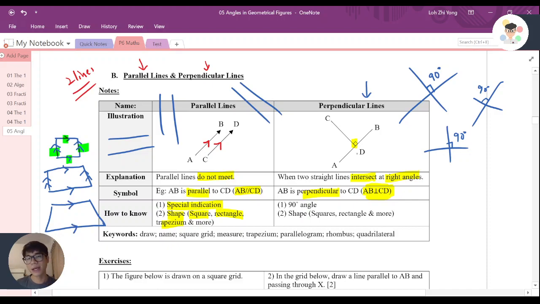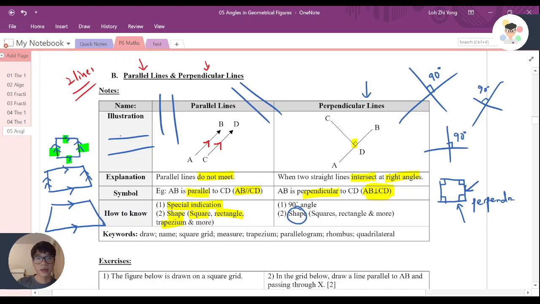And when we come back to perpendicular lines, how do we know? As long as they form 90 degree, we know that it is a perpendicular line. And of course, the next thing is the shape. The same thing here. If it is a square, here is a 90 degree, right? We know 90 degree, 90, 90, which means that this line and this line are perpendicular to each other.